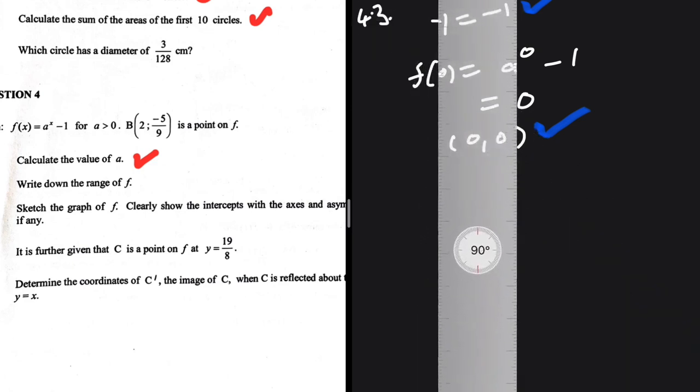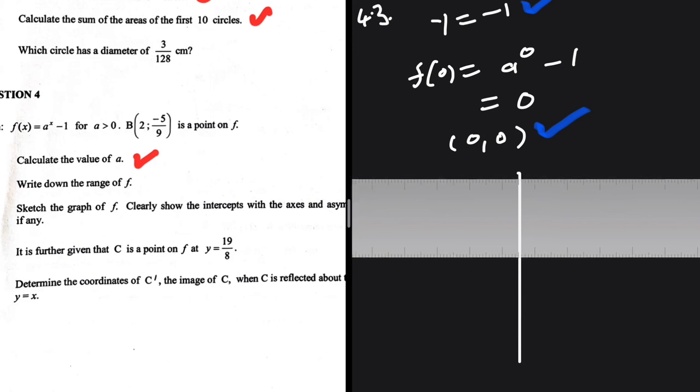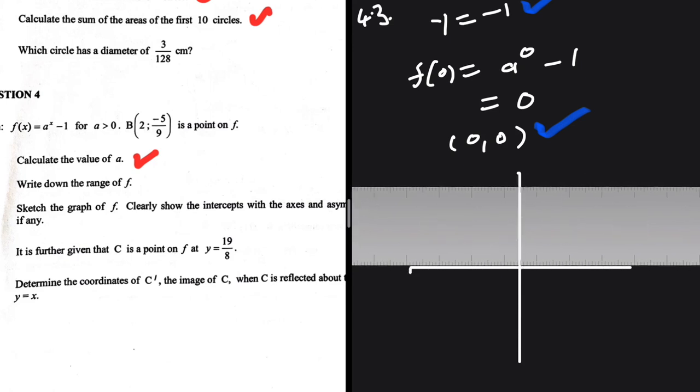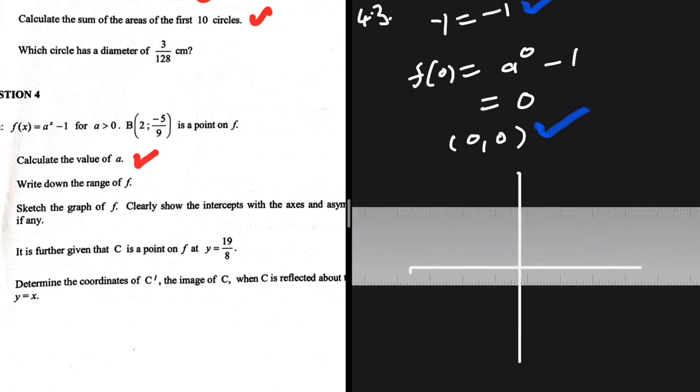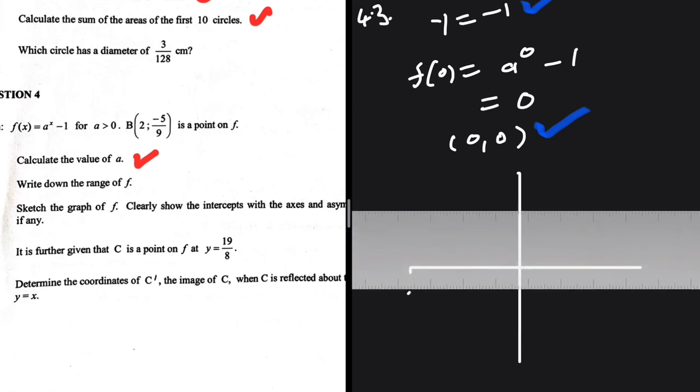Now we just need our axis. So our axis, this is the y, and this is the x, right? And then our horizontal asymptote is at y is equal to -1. So this is our asymptote.